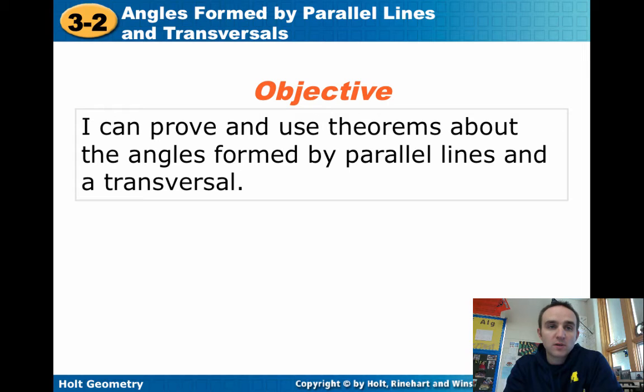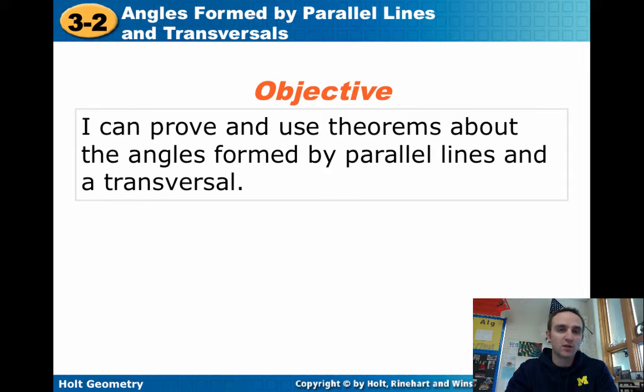Here we are with section 3.2, angles formed by parallel lines and transversals. Our objective: I can prove and use theorems about the angles formed by parallel lines and a transversal. We're looking at one specific situation, and that is parallel lines cut by a transversal. Remember that a transversal is a line that cuts through two other lines.